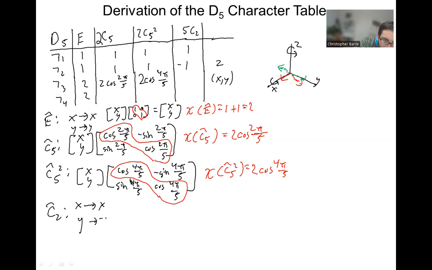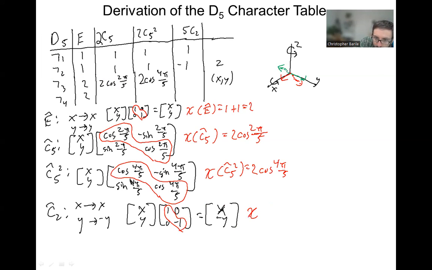So x went to x, y went to negative y, and so for the 2 by 2 matrix, now we have to do 2 by 2 matrix because these, again, these x and y functions are going together. We're going to get 1, 0, 0, negative 1. That's the matrix multiplication that takes x, y into positive x and negative y. We take the trace of that matrix, and we get our character being equal to 0, right? 1 plus negative 1. So we did that component here.